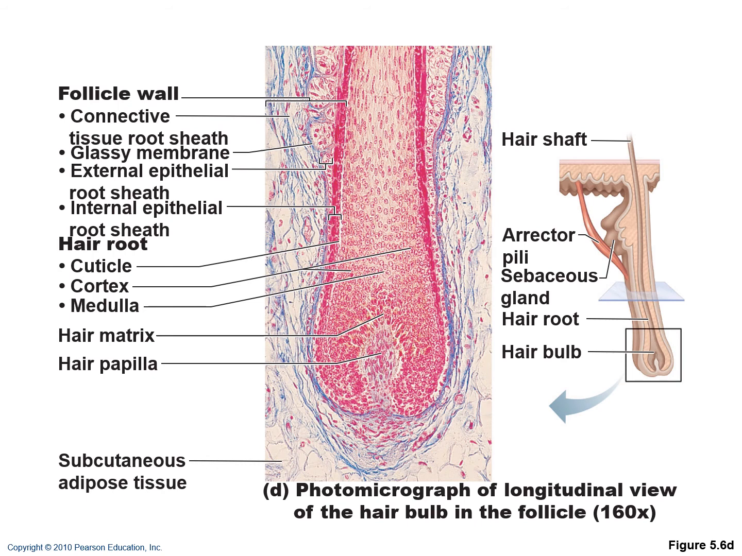So this basically just shows a longitudinal view of the hair bulb within the follicle. So this would be that expanded bulb. And then here you see the erector pili muscle. Again, that's going to be smooth muscle. So when that contracts, that is going to cause this hair to become more rigid and stand on end.